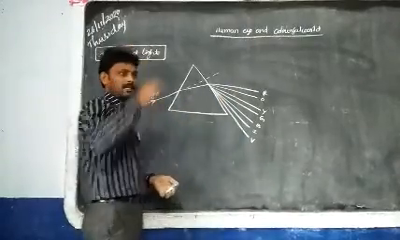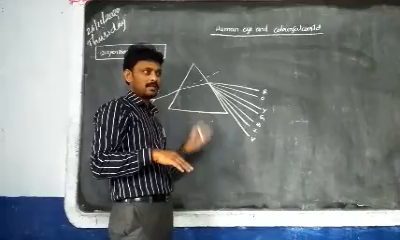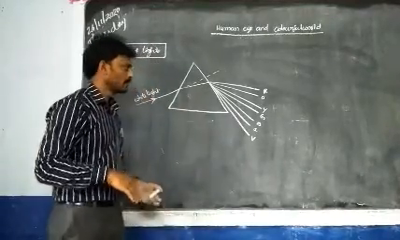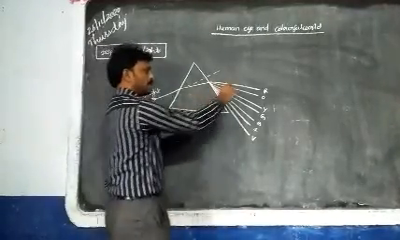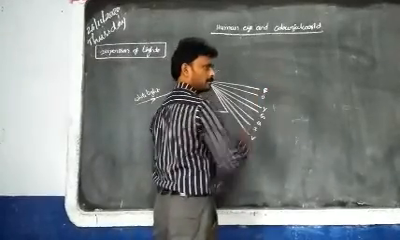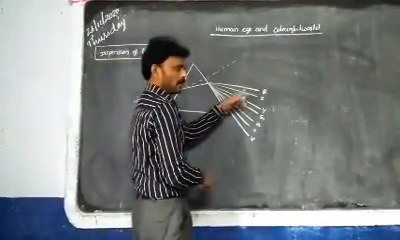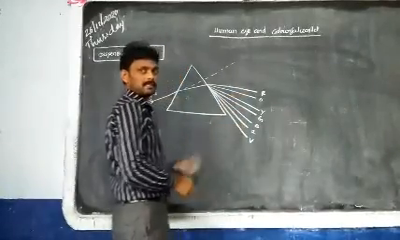If you see in primary classes, some words are there: primary colors, secondary colors. It is not in our syllabus, no problem. So white light splits into 7 colors, and they are moving in different directions. This is the original path of light, but finally the white light splits away and comes out like this.